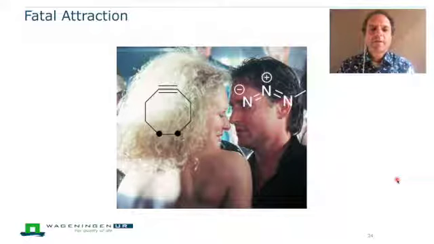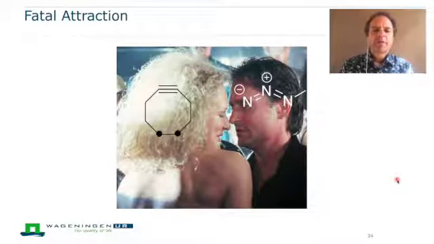Click chemistry can be thought of as a reaction between two molecules that have no choice but to react with each other. This is an analogy with the movie Fatal Attraction with Glenn Close and Michael Douglas, where you can imagine what happened in this movie. So if we think of Glenn Close as a cyclooctyne molecule, and Michael Douglas as an azide, these two molecules will react with each other and form a very strong bond very quickly.